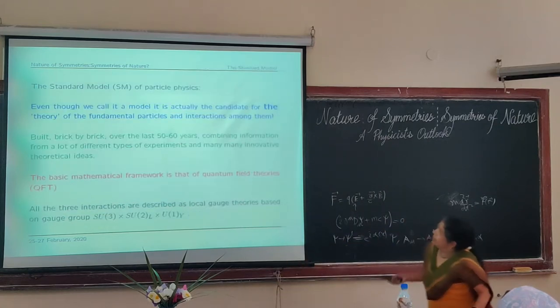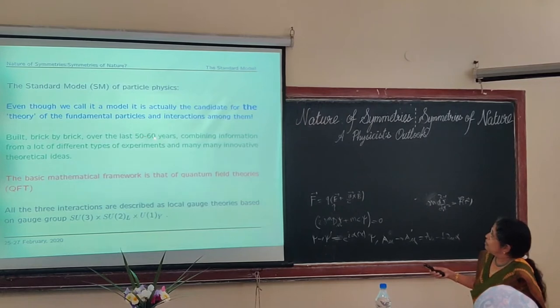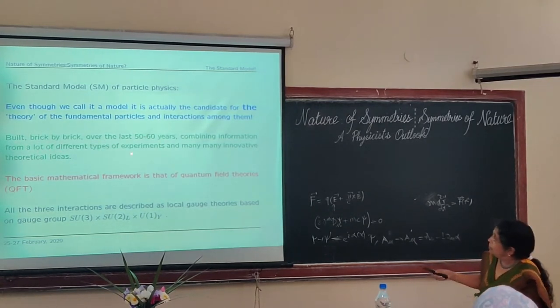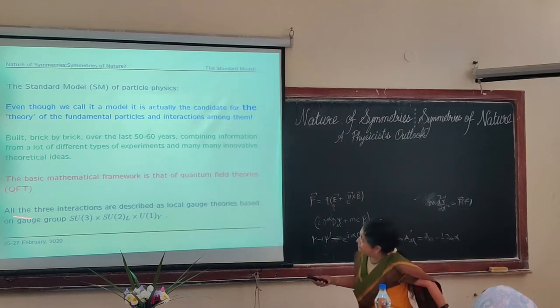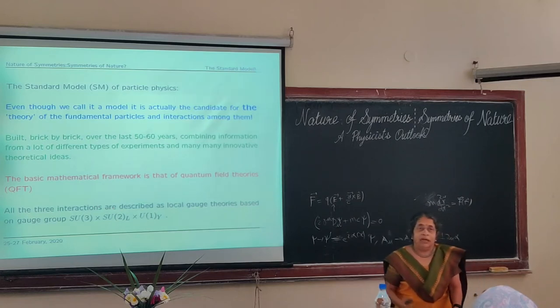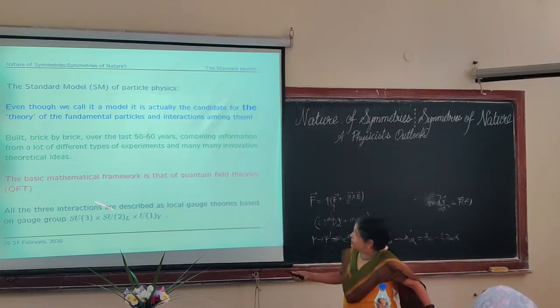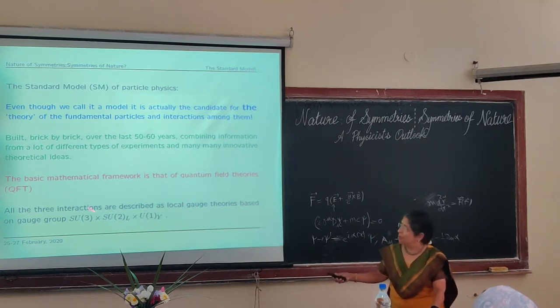Okay? All right. So the standard model of particle physics, we call it a model, but actually it's almost the theory of the fundamental particles and their interactions. It has been built over the last, actually it should be almost 100 years, combining information from a lot of different types of experiments and a large number of innovative ideas, and the driving force behind all these developments has been the symmetries. And now we know that all the interactions are described as local gauge field theories, which are based on a gauge group SU(3) cross SU(2) cross U(1).